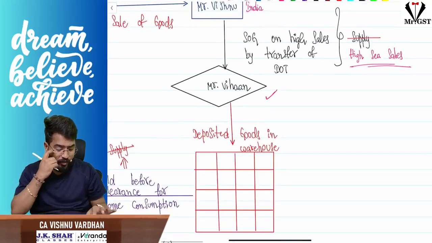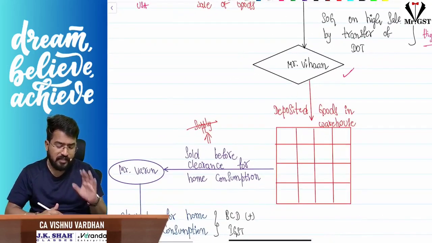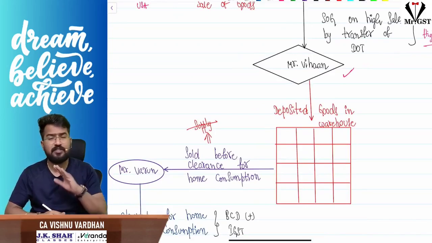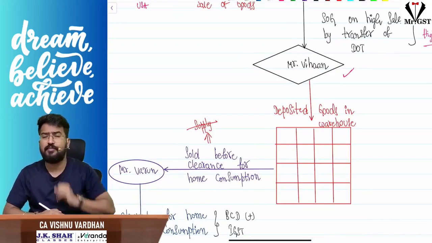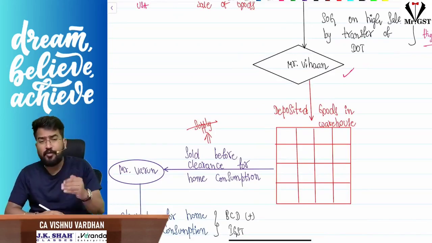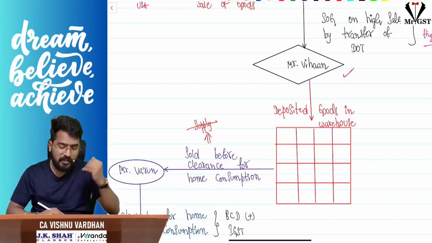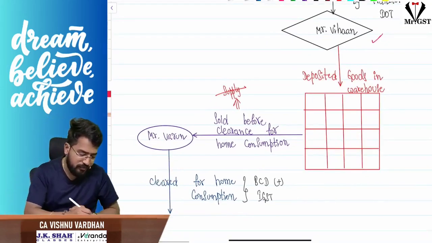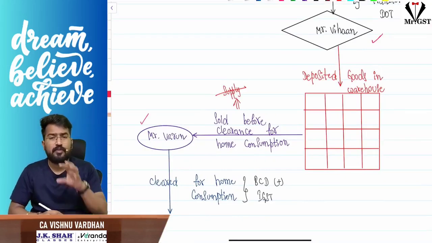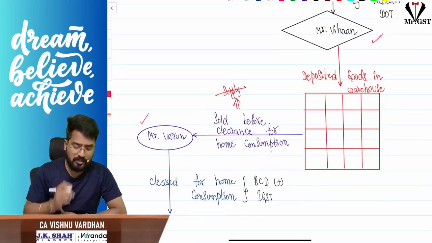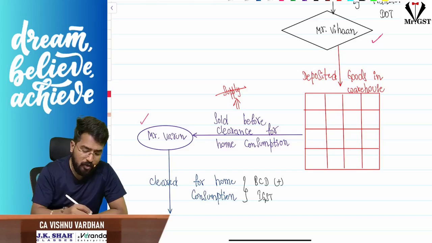Next, what Mr. Vihan is doing, Mr. Vihan is taking these goods and depositing them in the warehouse. He is not clearing the goods for home consumption. He is depositing the goods in the warehouse. And now when the goods are in the warehouse, Vihan is selling these goods to Mr. Varun. So this we call as inbound sales.